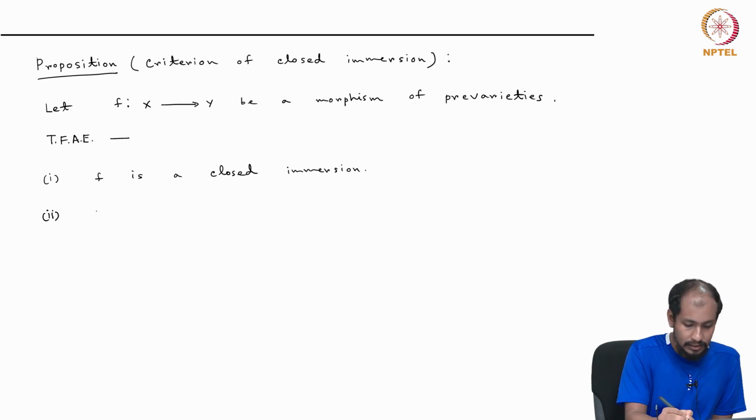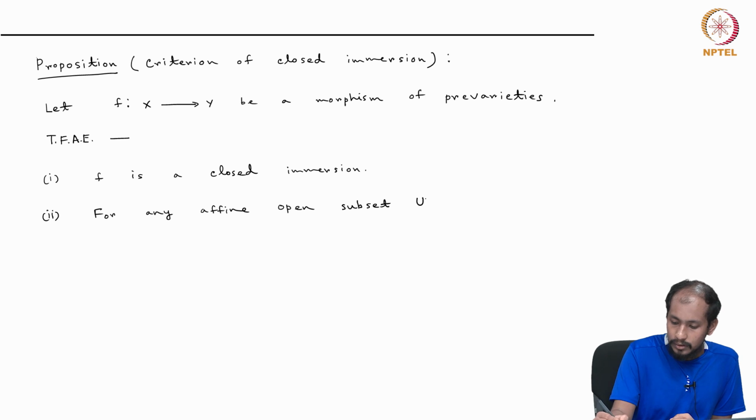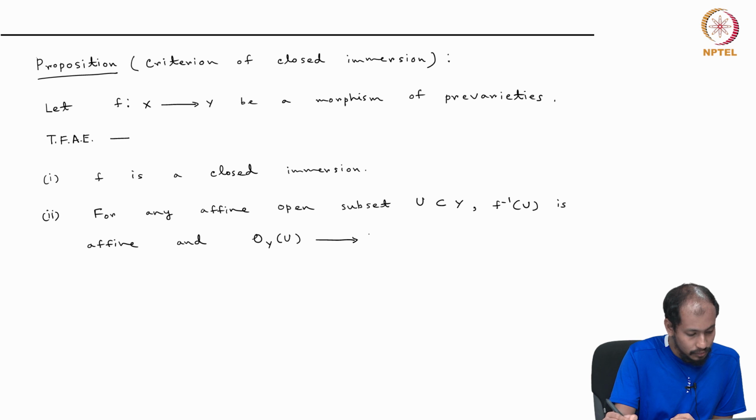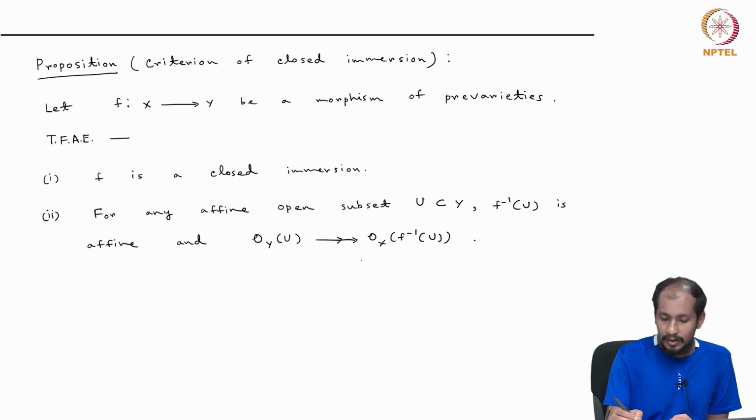Number two is for any affine open subset U inside Y, f inverse U is affine and this O_Y(U) to O_X(f inverse U), this is surjective. Okay, a double arrow means surjective.